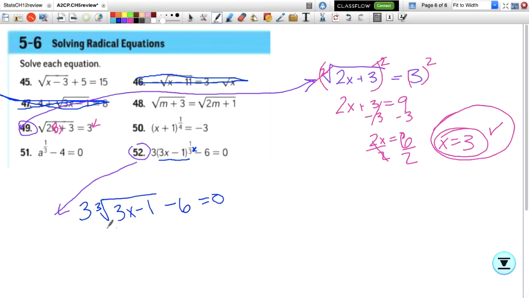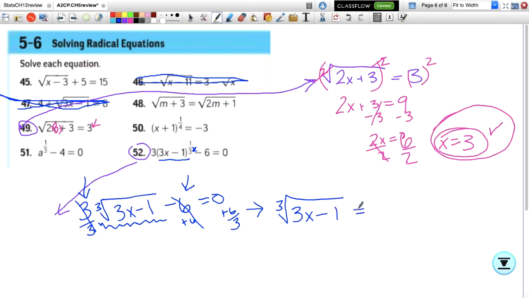So now I got to get this root right here all by itself. So I have to get rid of my -6, and I have to get rid of my 3. Now, if this was 3x minus 6, and I had to get my x alone, hopefully you would be like, oh yeah, I got to add 6, add 6. You need to make sure you move things across in the correct order. After I add 6 to both sides, I'm then going to divide by 3 and divide by 3. So I'm going to do that both in the same step right now. So I'll be left with the cube root of 3x minus 1 equals +6 divided by 3, which is +2.